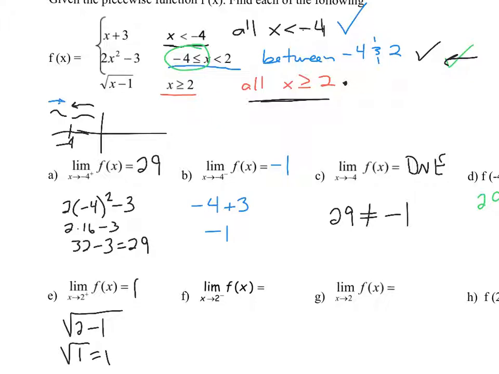So I can plug in 2 into that function. That's going to be 2 times 2 squared minus 3. So that's 4, 4 times 2 is 8. So we have 8 minus 3, which is 5. So the left-hand limit is 5. Again, these limits are different. 1 does not equal 5. So the limit at 2 does not exist. The limit does not exist there.